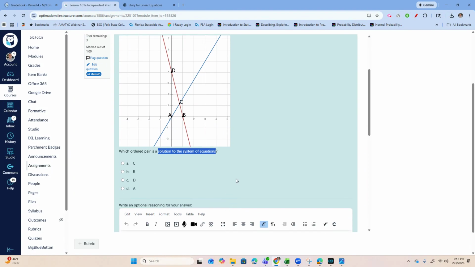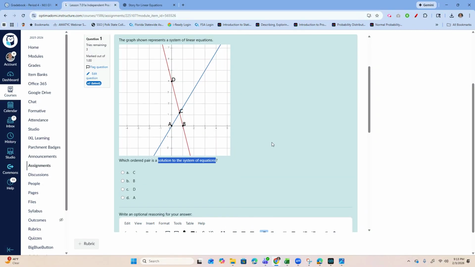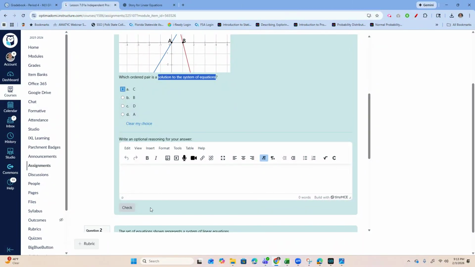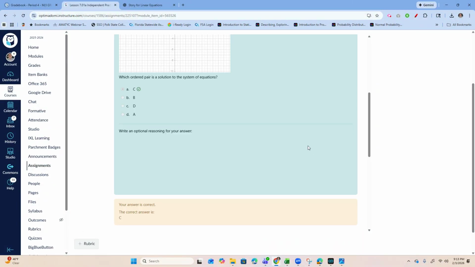If they do meet, because they don't always meet. So in this problem number one, you can see that the blue line and the red line meet at point C. And that's what I'm doing there. See, so I just selected that one.